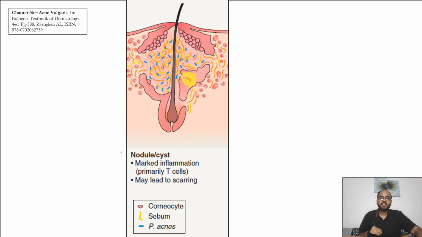So when the inflammation is severe and the destruction of the follicle apparatus happens, what does it lead to? It leads to formation of a nodule or a cyst. Now you have nodular acne or nodulocystic acne, which is the end stage of inflammatory acne. There's marked inflammation, and that's mainly because of T lymphocytes. And if there's marked inflammation, eventually it will lead to scarring. Wherever there's inflammation, there will be scarring.